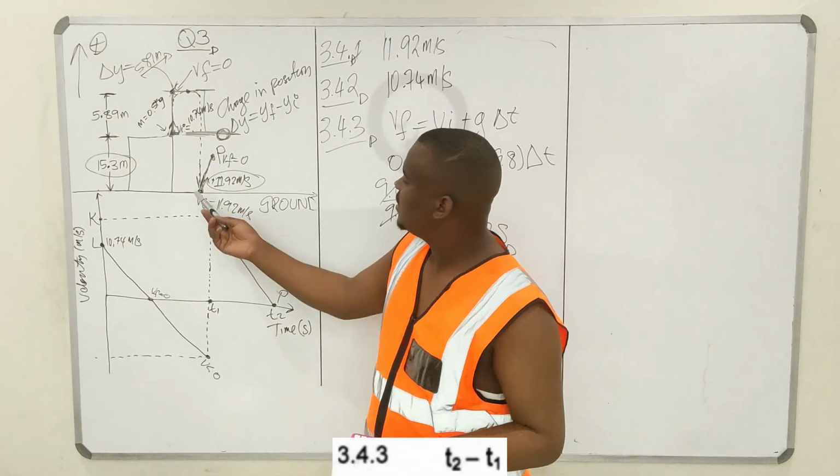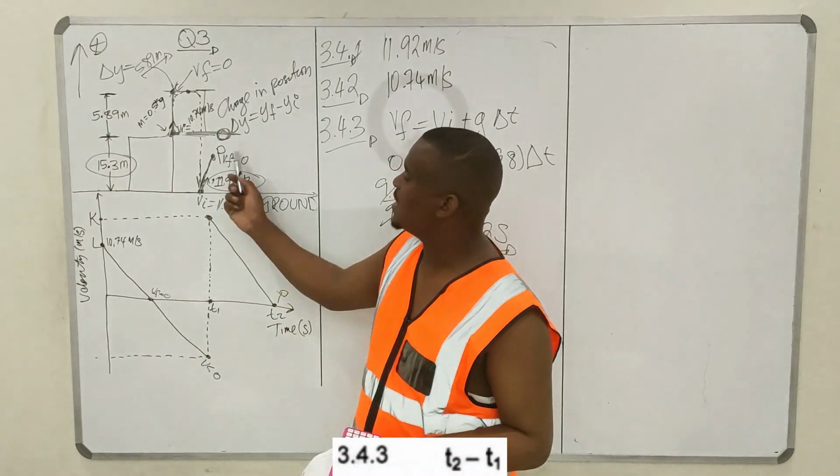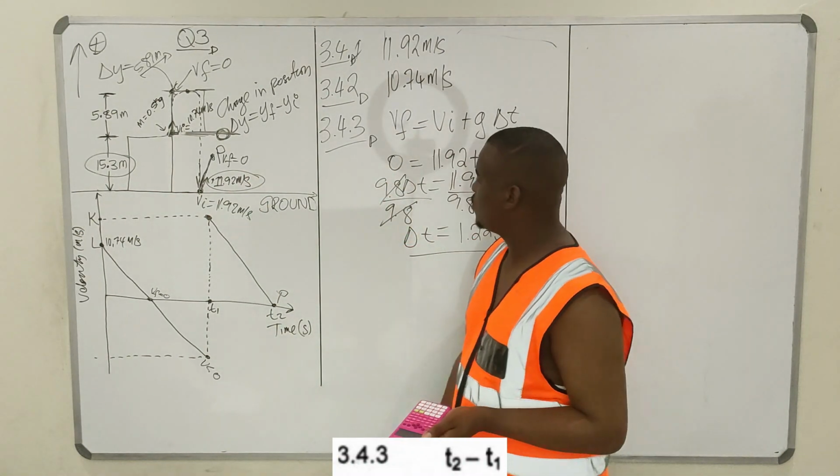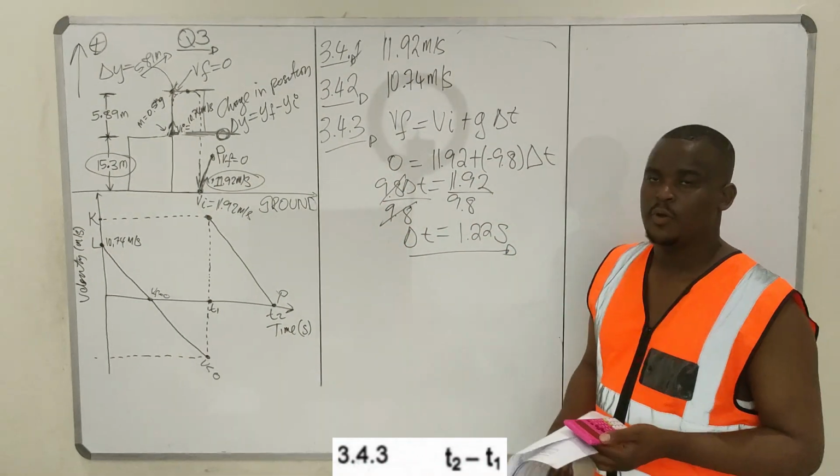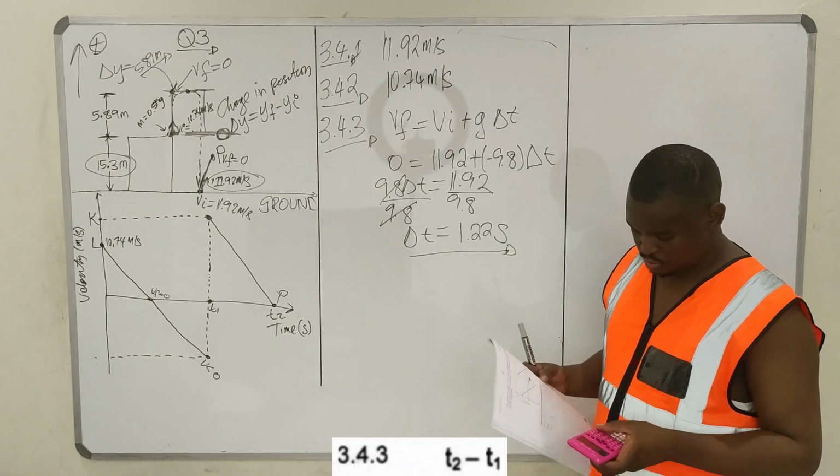You know that this initial velocity there was 11.92 and this final velocity there is 0. So the time is 1.22. Done.